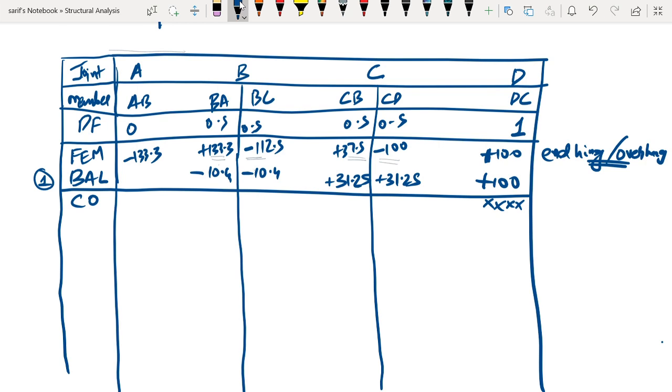Now, the rule with regard to carryover is that we should never be carrying over to an end hinge or a low overhanging end. So there should not be any carrying over to an end hinge or an overhang. We should never carry over to an end hinge or an overhanging end.